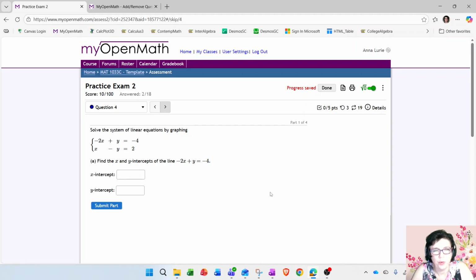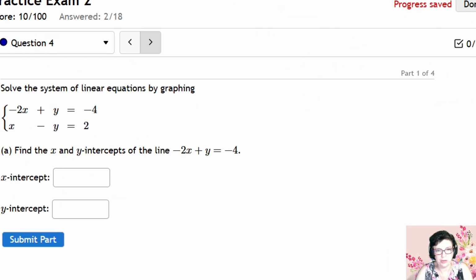In this example, we're also going to solve a linear system by graphing, but this time, as you can see, the equations are in standard form. What that means is the variables are on the left and the number is on the right. The easiest thing to do in this case is to graph each equation by finding the intercepts first for each line. For the first line, we've got negative 2x plus y.